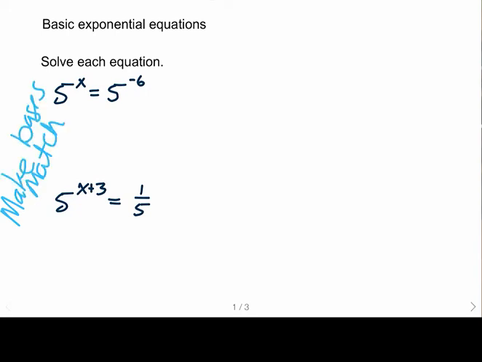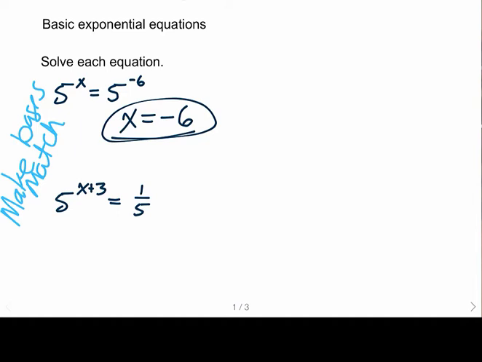The reason for this is that if you recall the graph of an exponential function, they are one-to-one functions, which means if two results are the same, the exponents must be the same. So to solve 5 to the x is equal to 5 to the negative 6, we just note that the exponents must be equal, and so x is equal to negative 6. Yep, it's that straightforward. Of course, they get more interesting.